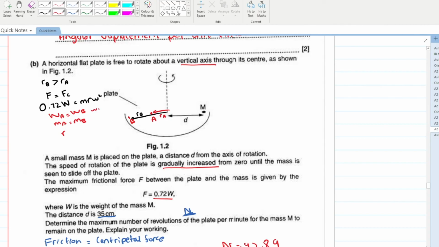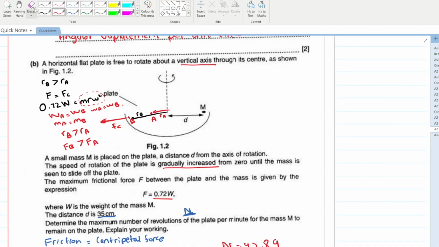W will also be the same for both. The angular velocity of A will also be equal to the angular velocity of B. Now the only differentiating factor here is the radius. The radius of B is greater than the radius of A. This means the centripetal force of B will be greater than A. And if the centripetal force of B, that is this away force, becomes greater than the friction force before A, it is highly likely that B will fly off first.